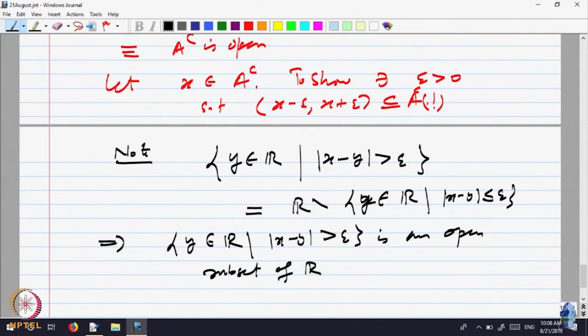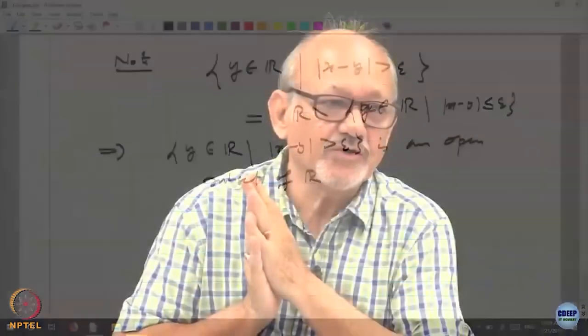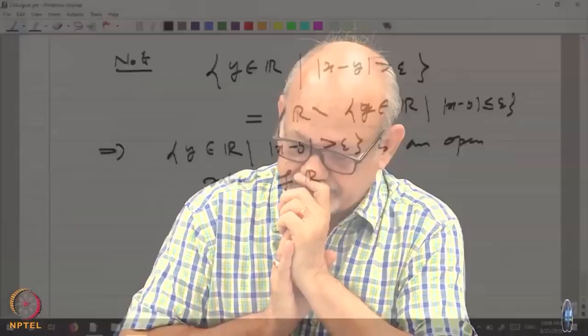You can do it also in Rn. In Rn also, if you look at all y with the distance between x and y bigger than epsilon, that also is an open subset of Rn, because only the notion of distance is required. Now, I have already gotten an open set, and now I want to manufacture a covering. So, how do I go to a covering?